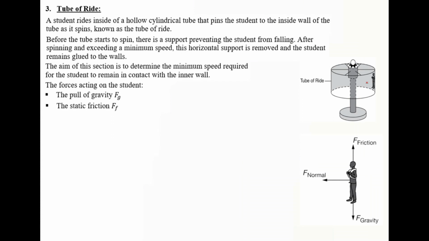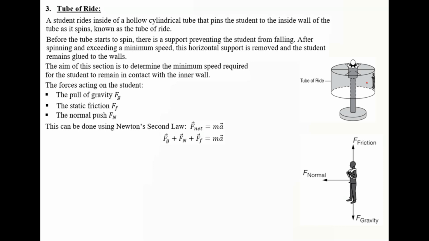And in this case we are talking about static friction. Why is it not kinetic friction? Although the student is moving, there is no relative motion between the surface of the wall and the student him or herself. And the normal push Fn can be found using Newton's second law. F net is ma. Now what are all the external forces acting on the student? We have the pull of gravity, the normal push, and the friction, equal to ma.